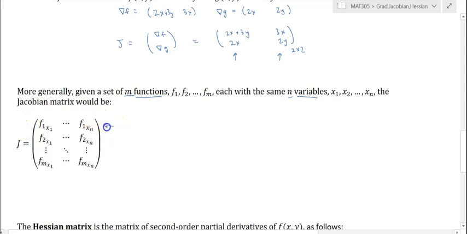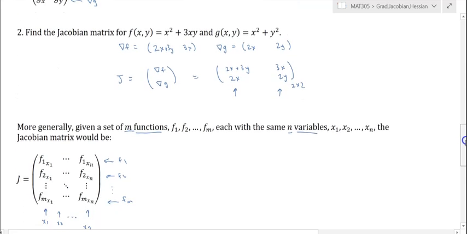So each row, here we have f1, f2, all the way down to fm. And then along the columns, we would have x1, and then the next column would be x2. We didn't show it here, but that's what would be here. And then all the way up to xn. So basically, each of these is just a gradient of its respective function. You can see this can get pretty big. And the Jacobian has many applications.